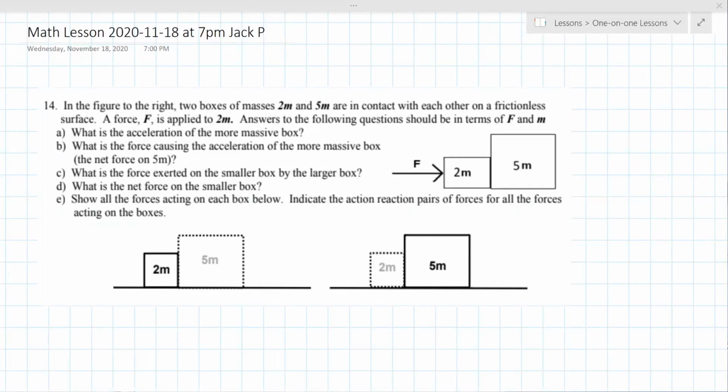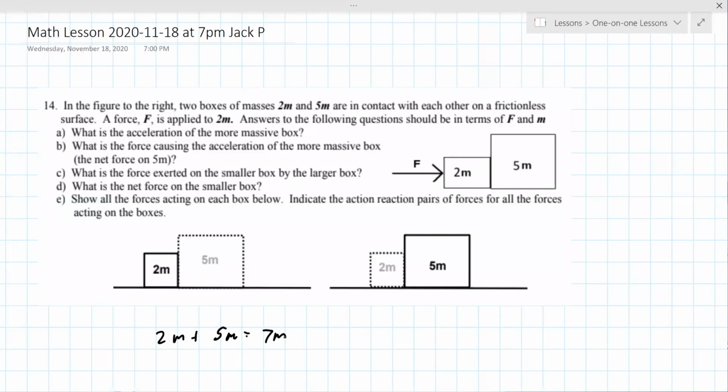What is the force causing acceleration? Okay. So the acceleration of the more massive box, we kind of have to look at the whole thing for the moment. So there's a force, and really you treat these as being together. So what is their combined mass here in terms of m? Their combined mass should be like 7m, right? 2m plus 5m is 7m.